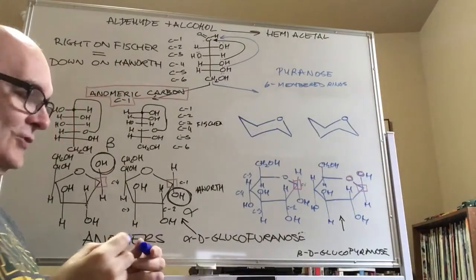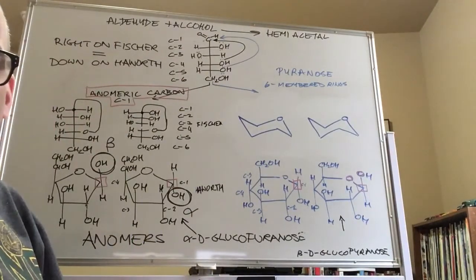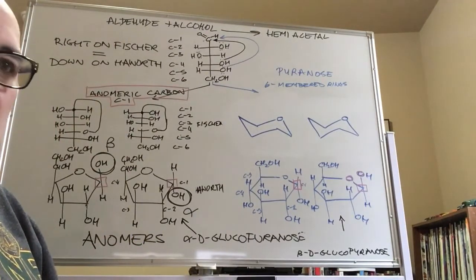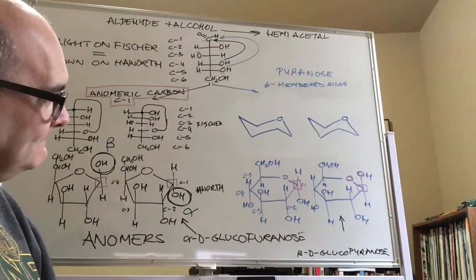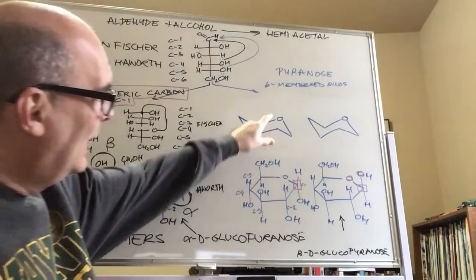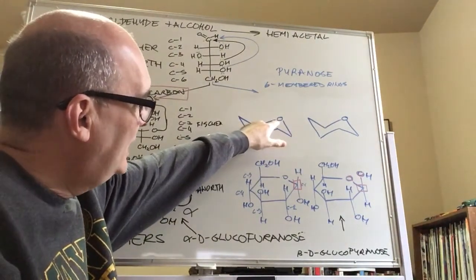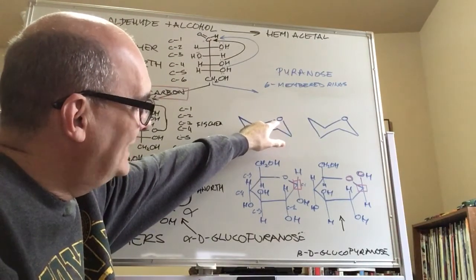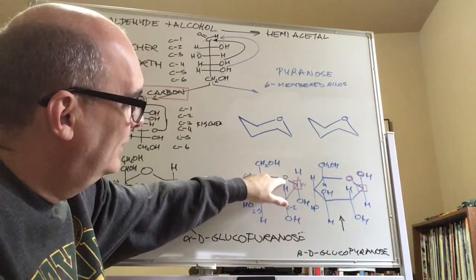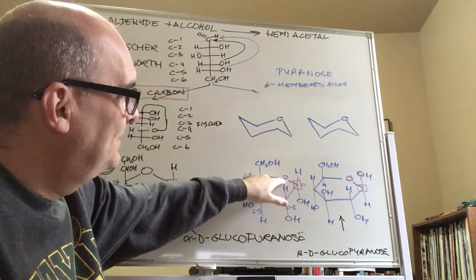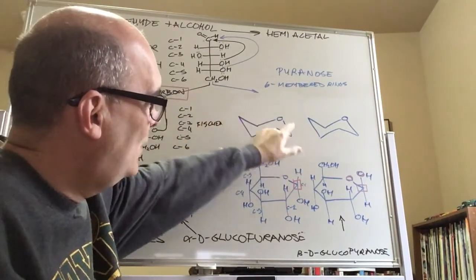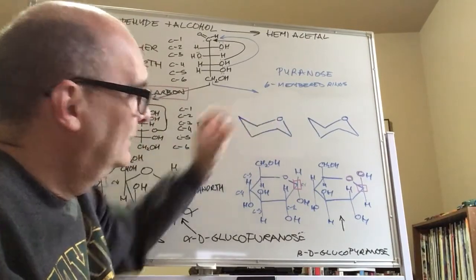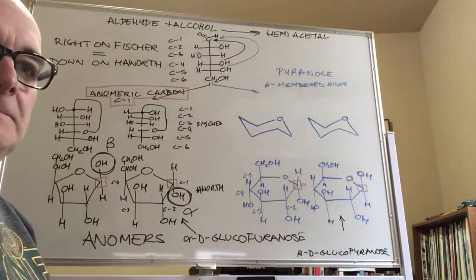because these sugars exist in the chair form, and we write the oxygen here on the top right of the molecule where it sits. So the chair comes this way with that top right there.